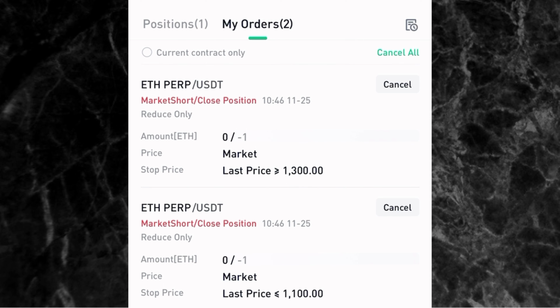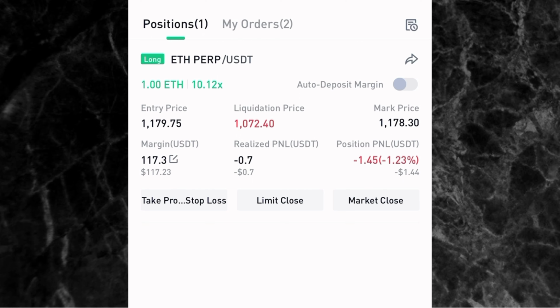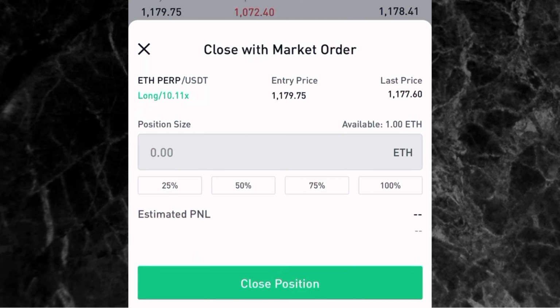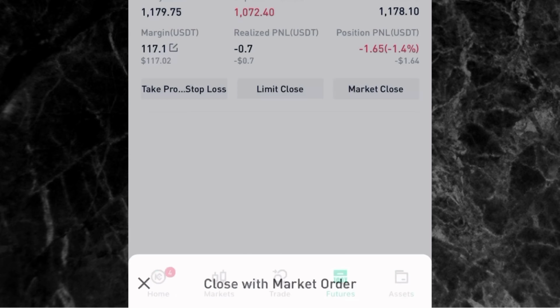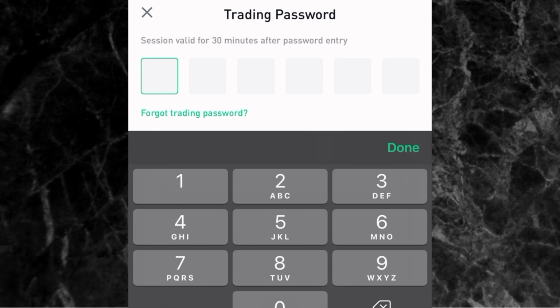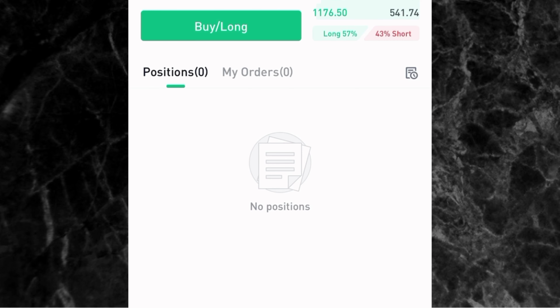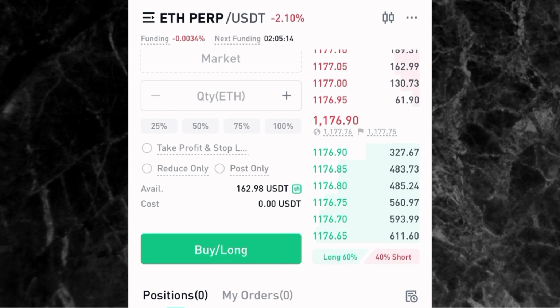So you can just come here, go back to position. If you want to close, let's say you just want to close it now, just tap on market close right here and pick 100%. And then you tap on close position. Don't forget right here it shows you the amount of money you're going to lose or make. So for this trade, I'll be losing 2 USDT because I want to close right now. So I'll tap on close position right here and you enter your trading password. So just like that, I've already closed the trade. And that is a simple way to do futures trading on the Kucoin platform.